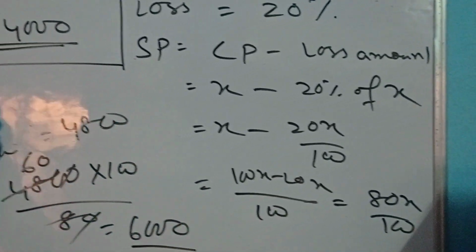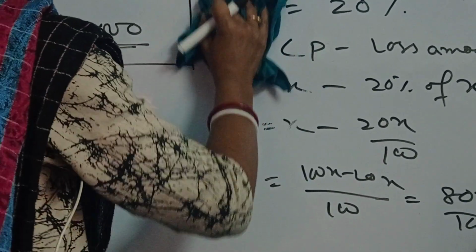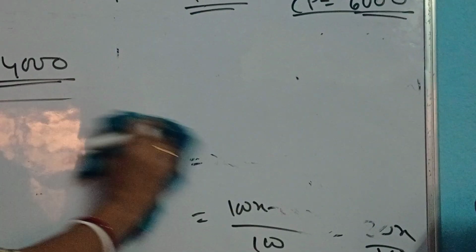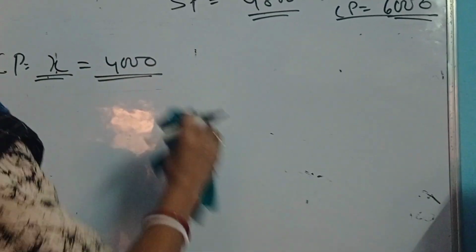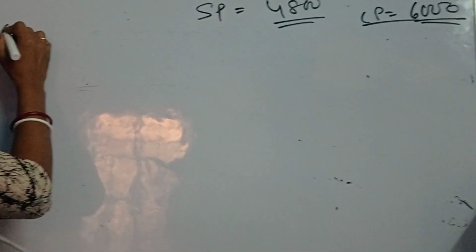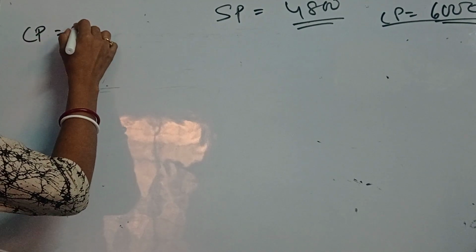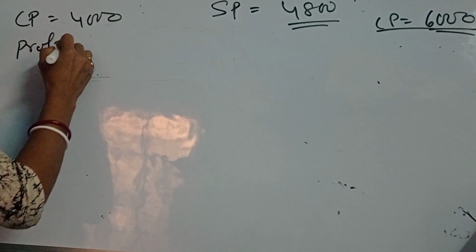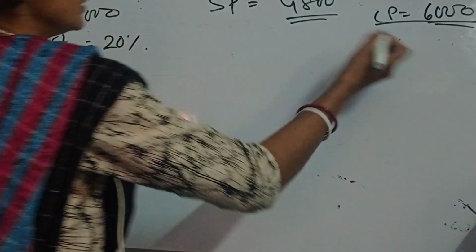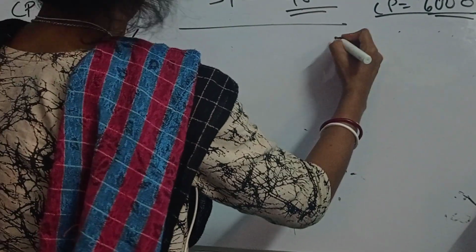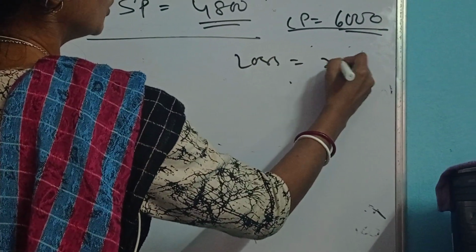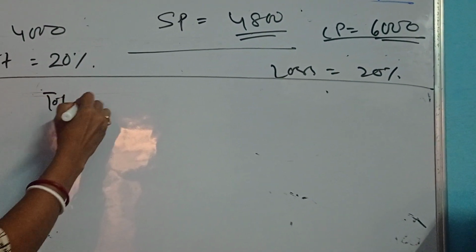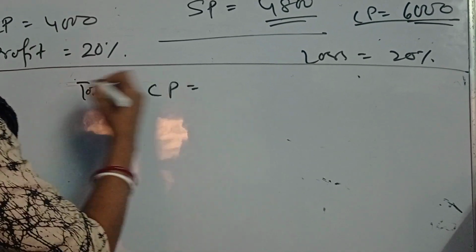Now come to the final solution of this question. Here you have been asked to find out the overall profit or overall loss. In the first case the CP we have got was 4000, where we made a profit of 20%, and in the second case the CP was 6000, where your loss is equal to 20%. That is the summary of that question. Now come to the solution. So total CP is equal to how much?